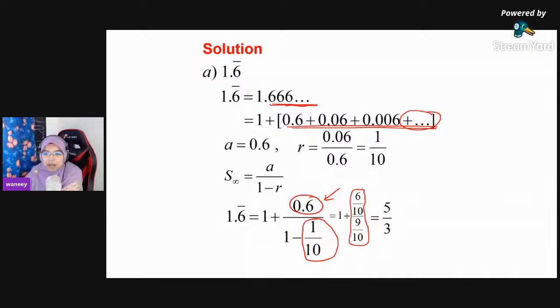You are going to get 5 over 3. So 1 plus 2 over 3. So it will become 5 over 3.